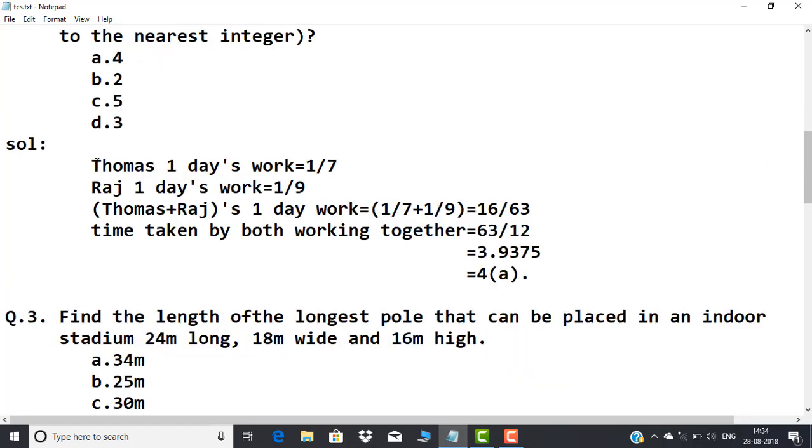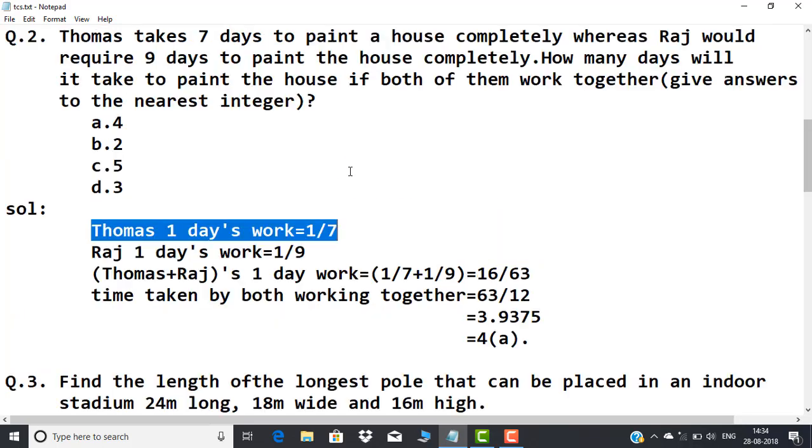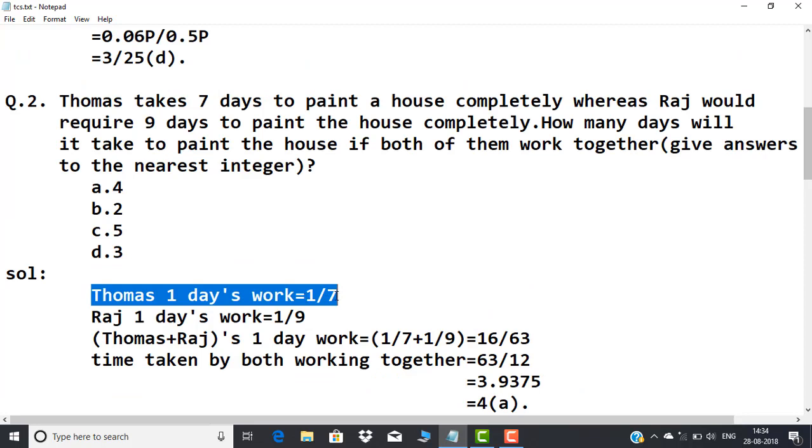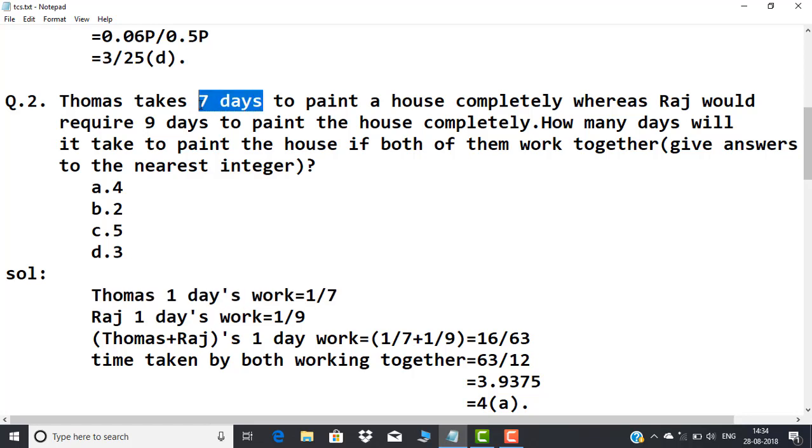Here we have to calculate Thomas's 1 day work. What is Thomas's 1 day work? That is 1 by 7, because he completes the work in 7 days, so his one day work is 1 by 7. Similarly, we will calculate Raj's. Now we have calculated Raj's 1 day work, that is 1 by 9, because 9 days are required for Raj to complete the whole work.